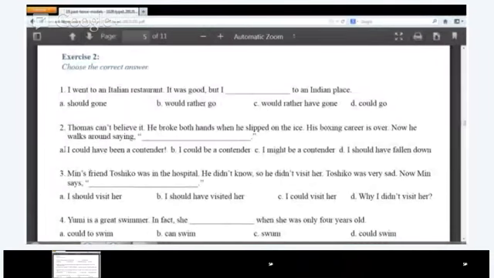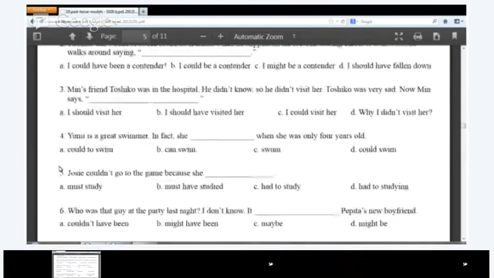Okay. Remember, when we're talking about a possibility, we're going to choose could. When we're talking about something that may have happened, we always want to have the word have there, have or had. So our answer is going to be A here. I could have been a contender. That's going to be our answer there. Thank you. Awesome. Let's go to numbers 3 and 4.